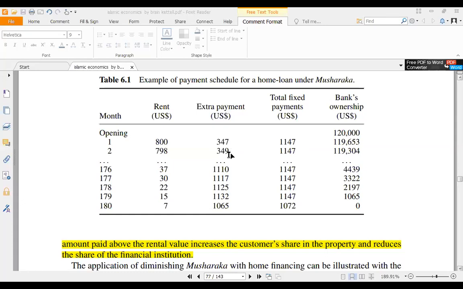$349 एक्स्ट्रा पेमेंट बैंक के पास जाएगी तो बैंक की ऑनरशिप कितनी हो जाएगी? आप 1,19,653 में से $349 निकाल दें. रिमेनिंग अमाउंट बनेगी बेटा $1,19,304. ये बेटा है बैंक की करंट ऑनरशिप. ये 180 मंथ जो बनते हैं बेटा अराउंड अबाउट 15 ईयर्स 15 साल तक ये पार्टनरशिप चलती जाएगी. और इन द लास्ट मंथ टोटल फिक्स पेमेंट कितनी होगी बेटा पूरी.